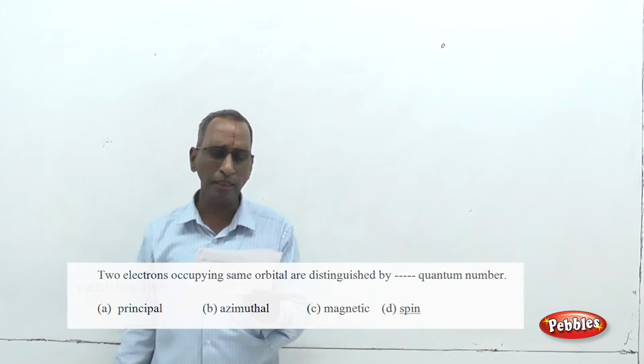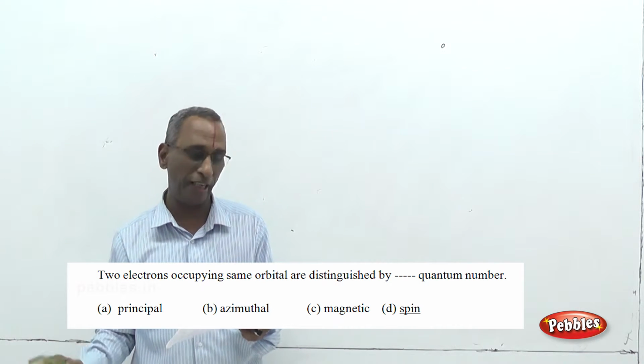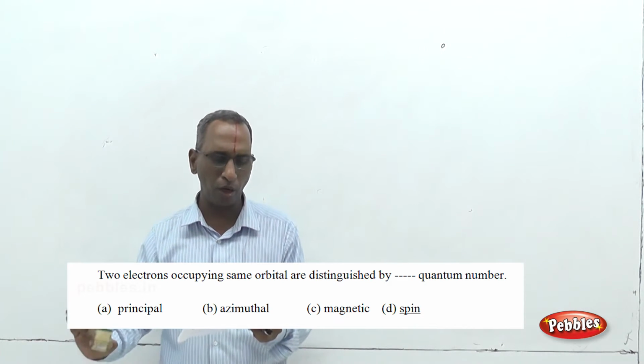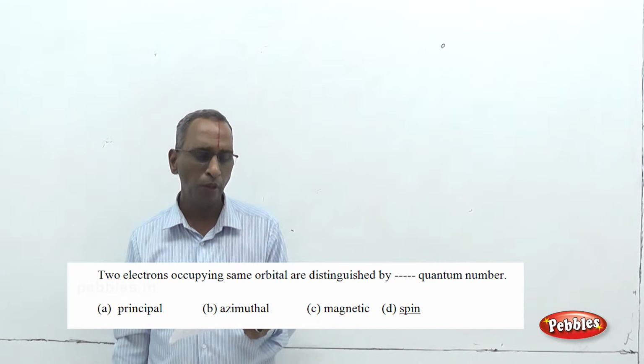Next question. It is a direct question somewhat based on what we have studied. Let me read the question, then we will see. It is based only on the concept of quantum numbers. We have studied the 4 types of quantum numbers.